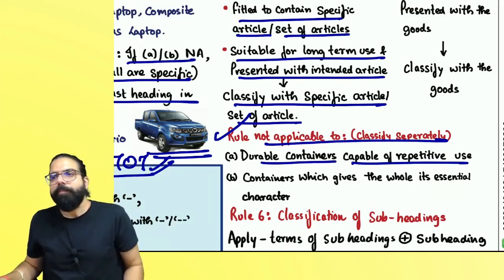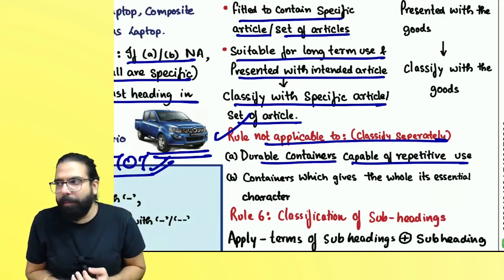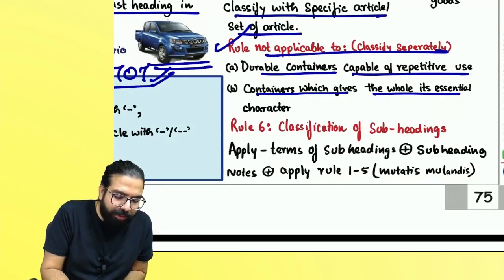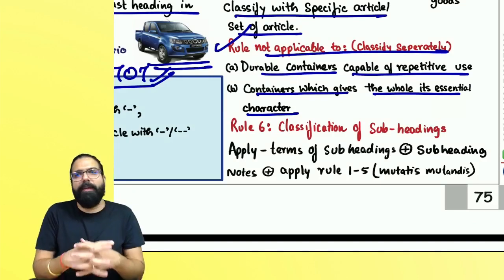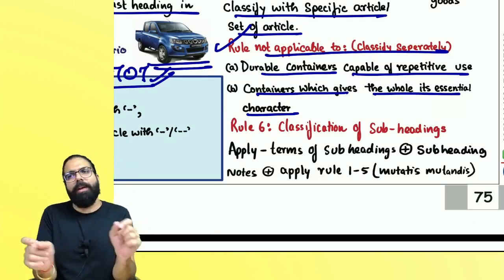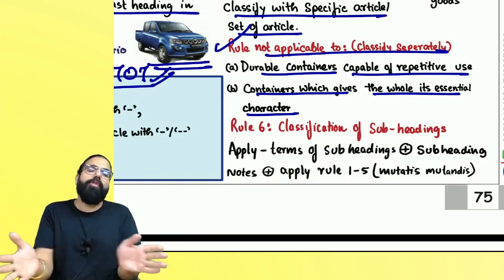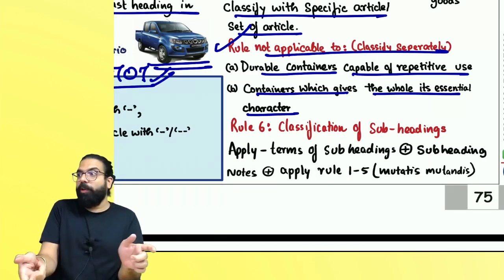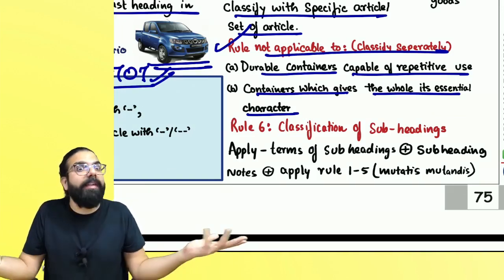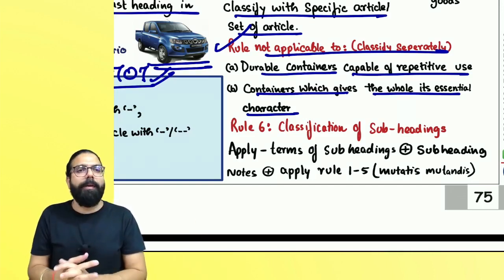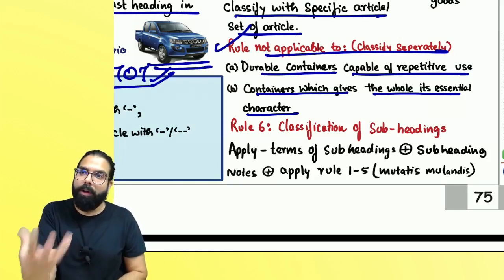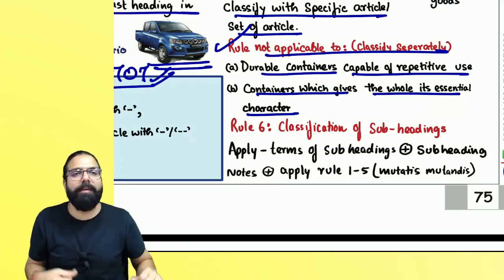So if you have any containers which are capable of repetitive use, then they are to be classified separately. The next one is containers which give the goods their whole essential characteristic. For example, if gold jewelry came in a normal case, then it is to be classified along with the jewelry. But if gold jewelry came in a diamond case, the container or the case itself has its own characteristic and is to be classified separately. Gun with a gold gun box, that box will be classified separately, and the gun will be classified separately.